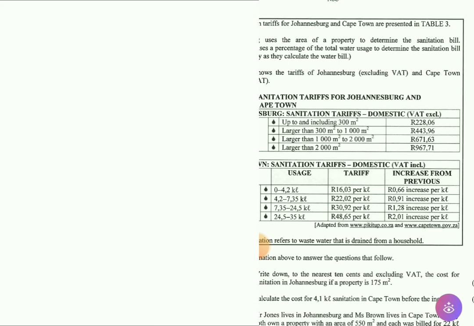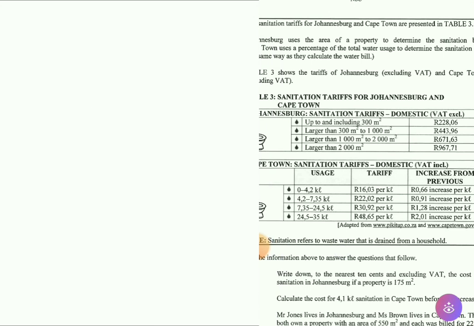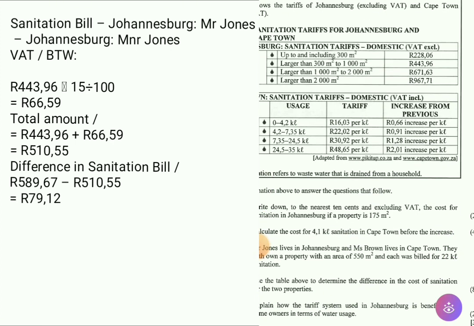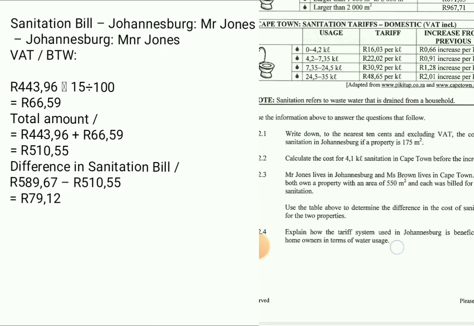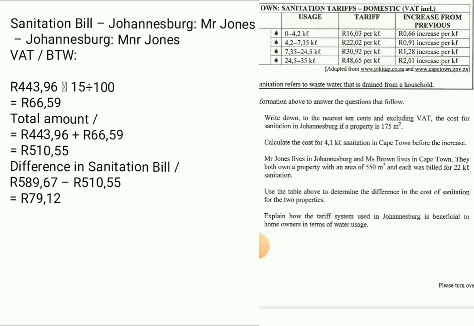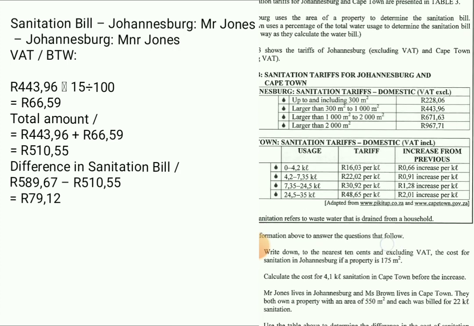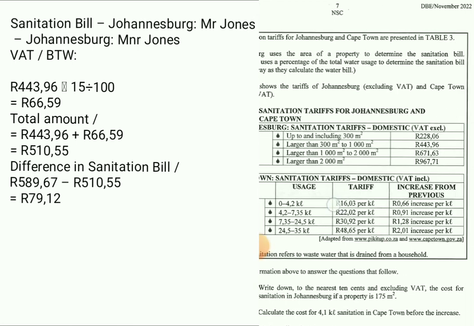So why do we use 443,96, which is actually a grade 8 question? You can see here, we are using the one for 300 M2 to 1000 M2 because it's larger than 300 M2. Remember, the question says they both own a property with an area of 550 M2. So 550 is between 300 to 1000. That's why we use 443,96.